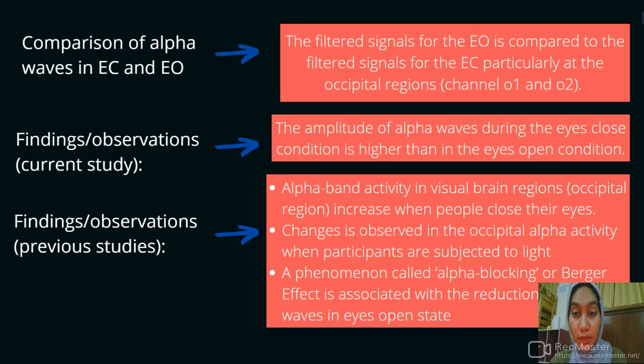The result is also coherent with the findings of the previous study where the alpha band activity in visual brain regions increased when people close their eyes. This was first identified by researchers who subjected their participants to light, and changes were observed in their occipital alpha activity. The reduction of the alpha waves in the eyes open state is also well described by a phenomenon called alpha blocking, previously known as the Berger's effect, in conjunction with Hans Berger's discovery in human EEG studies. In brief, alpha blocking refers to the reduction in the spontaneously recorded alpha band power at the occipital region in response to the opening of the eyes as a transition from the eyes closed condition.